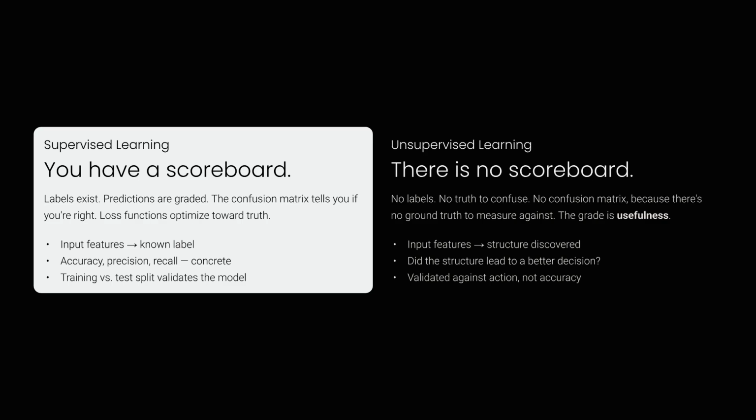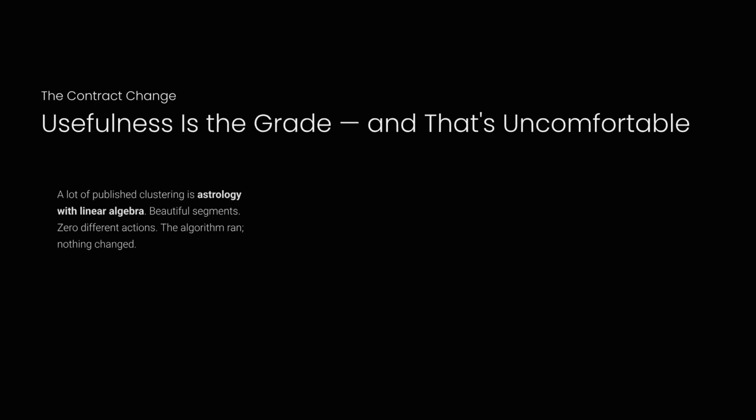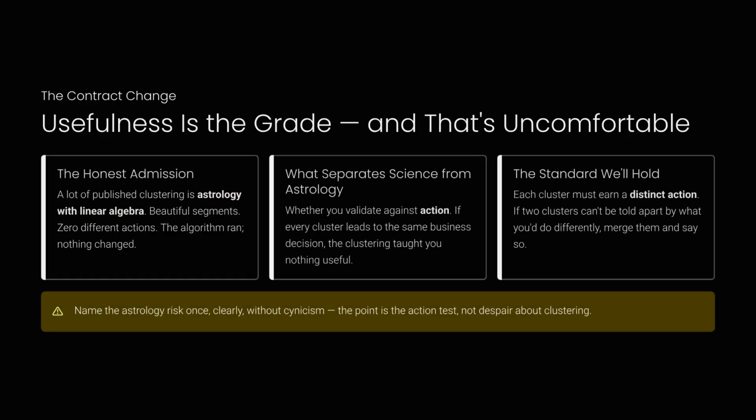In supervised learning, you have a clear scoreboard with labels, grades, and confusion matrices. In unsupervised learning, there is no scoreboard. Instead, the ultimate measure of success is usefulness and whether your findings lead to better business decisions. Clustering can sometimes be described as astrology with linear algebra if it doesn't lead to actionable results. To avoid this, we hold ourselves to a strict standard. Every cluster must correspond to a distinct, meaningful business action.